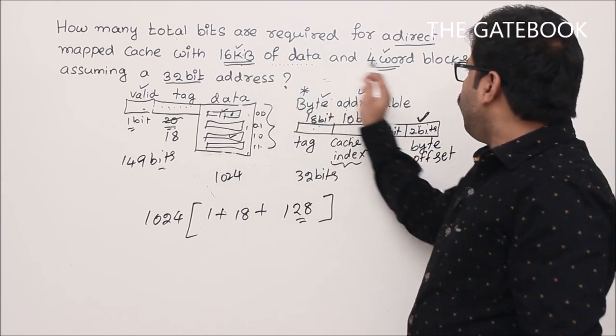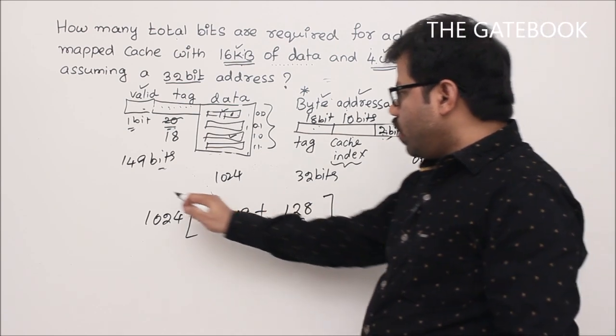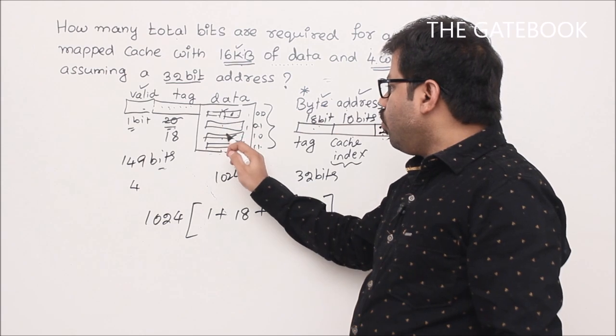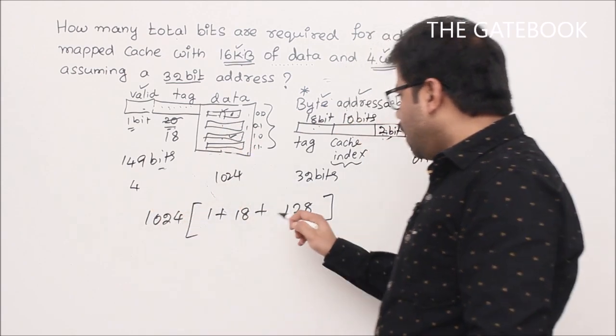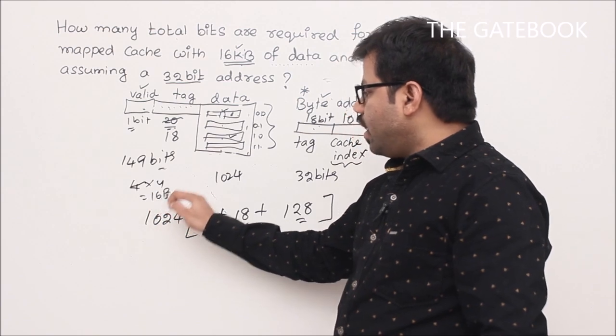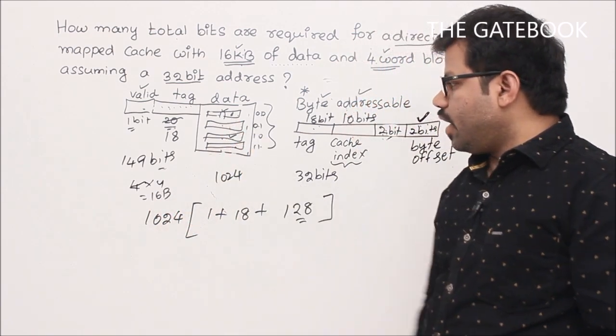It is a 4 word block size, 4 words. We have 4 words here, 1 2 3 4. 4 into 4, 16 bytes, correct? So 4 into 4, 16 bytes. Finally we converted this data into bytes.